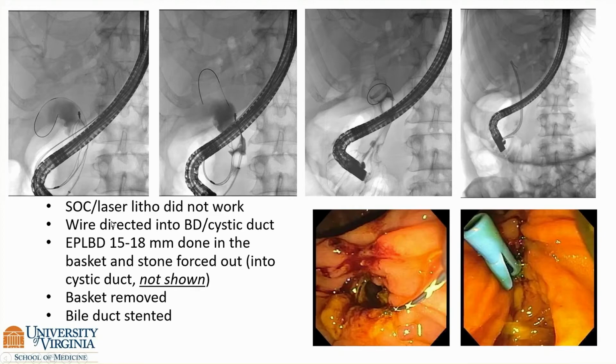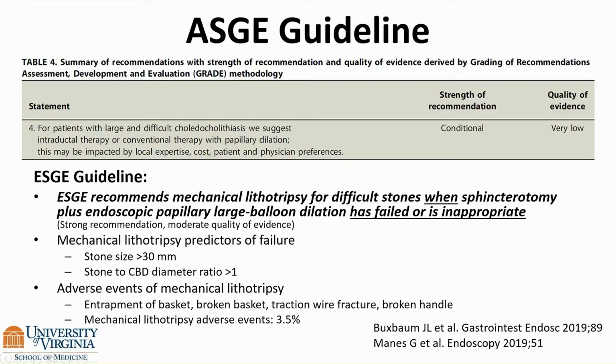So in this case, I did try single operator cholangioscopy, but I couldn't get a good angle to target the stone with all this stuff in there, and I couldn't fragment it in that way. So we were able to actually put a wire into the cystic duct, and then we used a very large balloon, 15 to 18 millimeters. At this point, either the patient was going to the OR or there was a perforation, I was willing to accept that. And in this case, we're able to destroy the basket, shoot the stone out into the cystic duct, and then we could remove everything, placing a plastic stent. In this patient, they actually went to the OR for cholecystectomy, and the surgeon was able to incise the cystic duct and remove the stone.